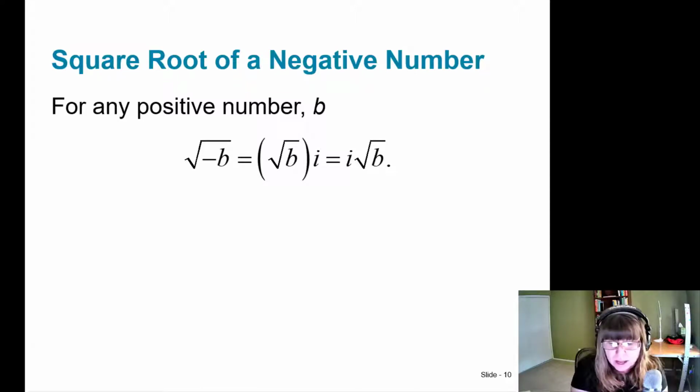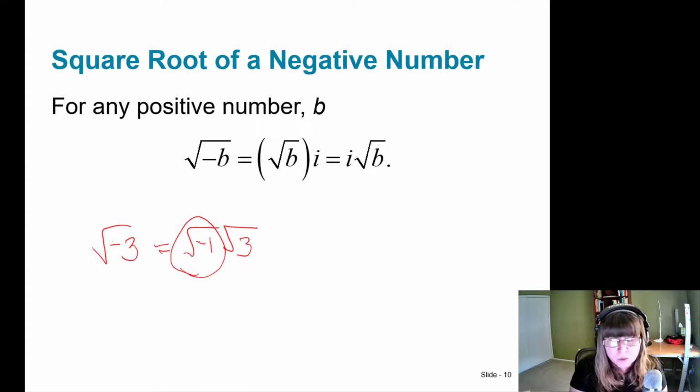Let me give you an example. So I can write the square root of -3. This technically breaks down into the square root of -1 times the square root of 3. Square root of -1 is i, so I get i times the square root of 3.